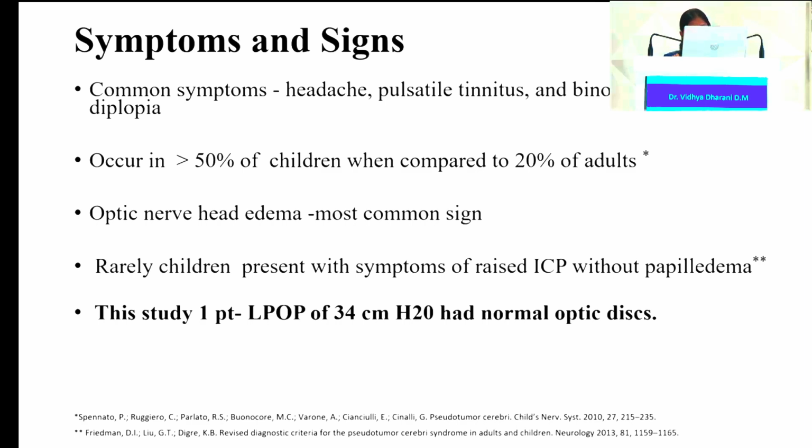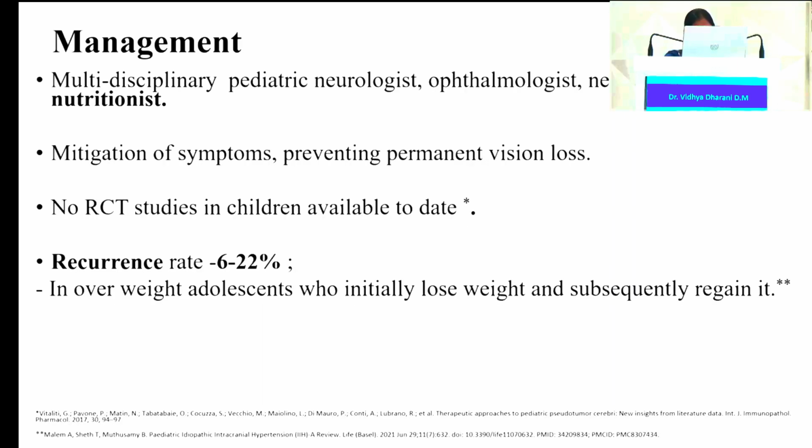50% of children are symptomatic when compared to 20% of adults. Optic nerve edema is the most common sign. Rarely, children can present with symptoms of raised ICP without papilledema. Management is multidisciplinary and must include a nutritionist. Mitigation of symptoms and preventing permanent vision loss is the goal. No RCT studies in children are available to date. Recurrence can occur, especially in those children who lose weight initially and regain it.